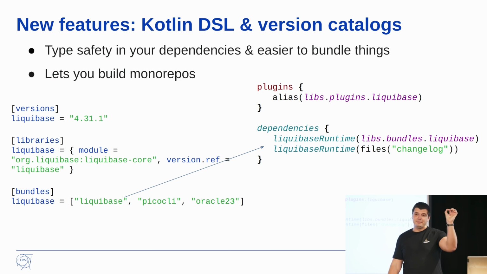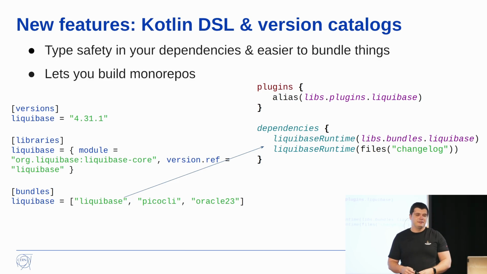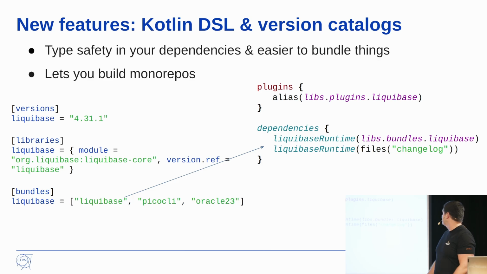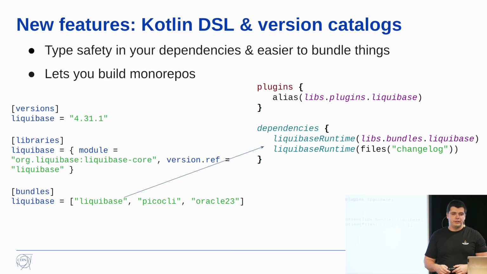So the moment you change your dependency catalog, it's going to compile it into a nice little Kotlin bundle, which basically doesn't allow you to make mistakes, right? So then, for example, using Liquibase is quite simple because you say, please use all these libraries that are over there, like Liquibase, Pico CLI, Oracle 23, and bundle. So for each of those things, I want them to be used in the Liquibase runtime dependency, right?